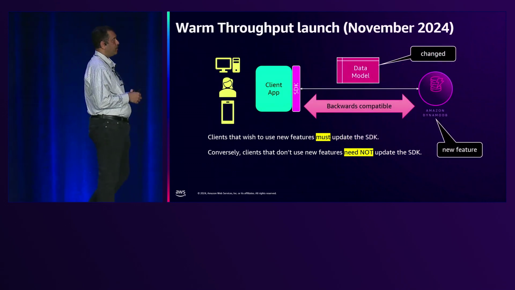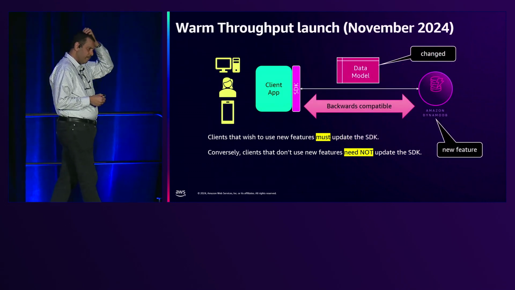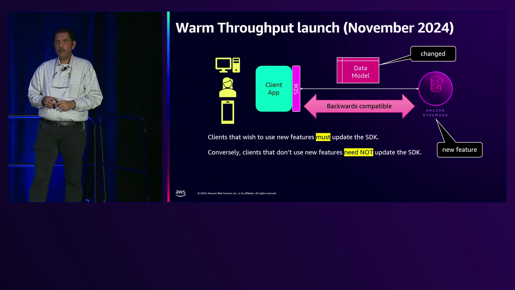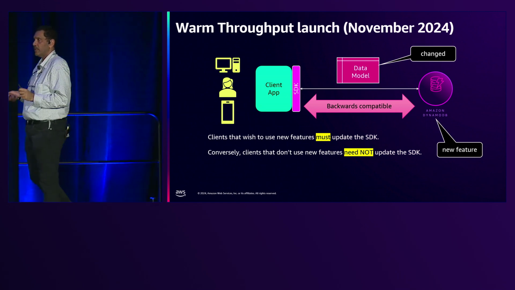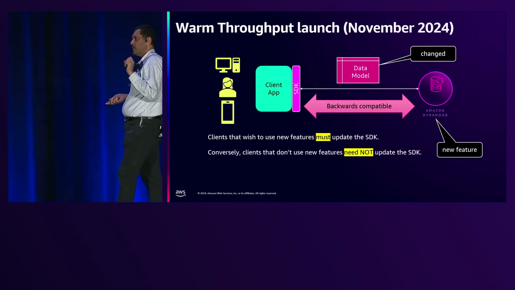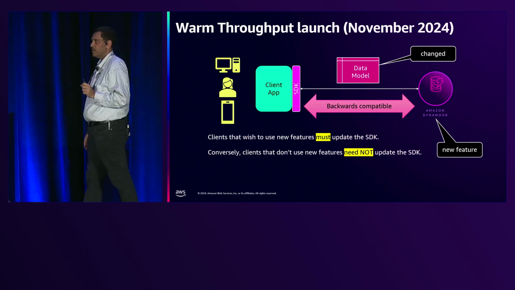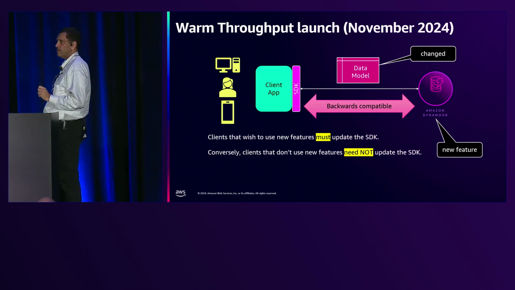We launched this feature called Warm Throughput in November this year, 2 weeks ago. What does the feature do? It allows you as a customer to say, I have a table or an index. How many reads per second or writes per second can that table or index do? We spent about 6 months doing the development for this.